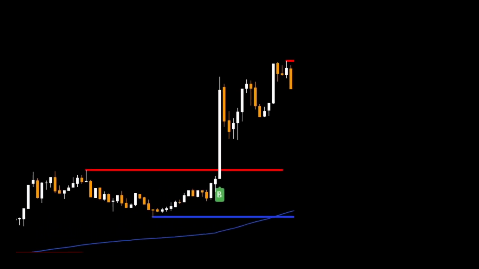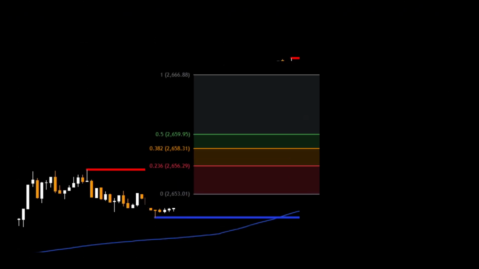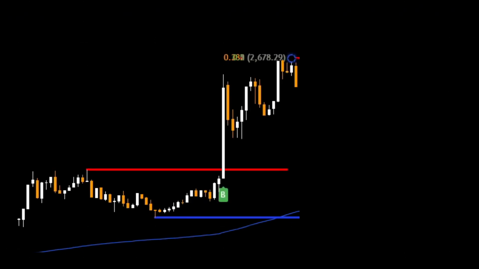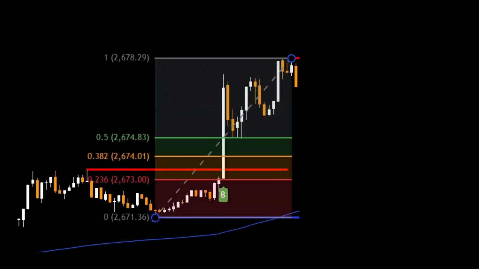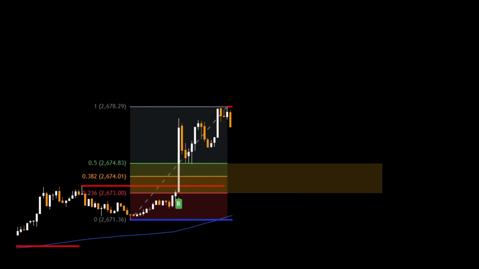First, take a look here. The price gives us a clear resistance level and the support. Perfect. Now we're going to use our Fibonacci tool, dragging it from the resistance, red line, to the support, blue line. Then we wait for the price to retest those key zones.